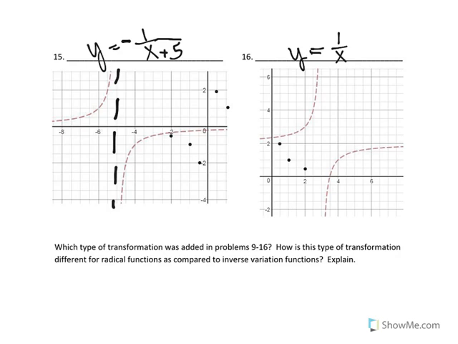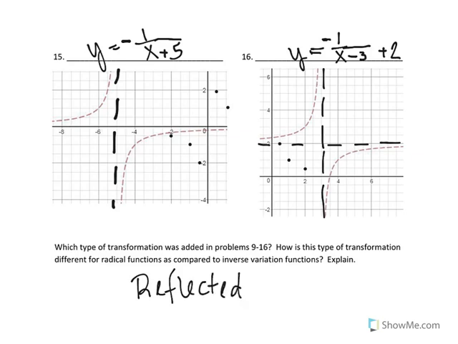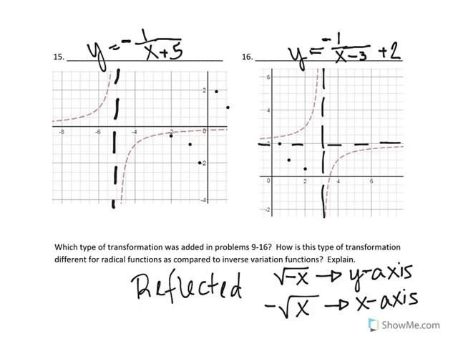The next one has also been reflected, but this one has shifted twice. It has shifted 3 units right and 2 units up, so I'm going to put negative. And then in my denominator, I'm going to put -3 for my right units and +2 for my up movements. So the big comparison in 9 through 16 is that these functions have reflected. Now with the square root function, when we had a negative x inside, that was a y-axis reflection. When we had a negative outside, that was the x-axis. With the inverse, just a negative is all that's needed because either way it's going to do the same type of reflection.